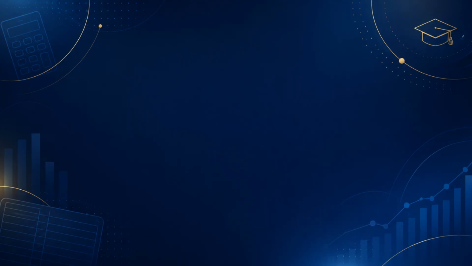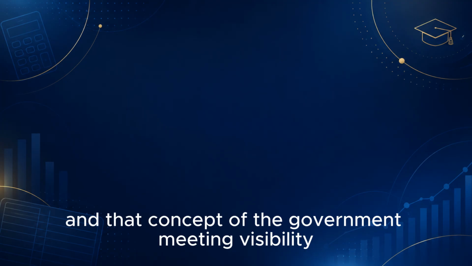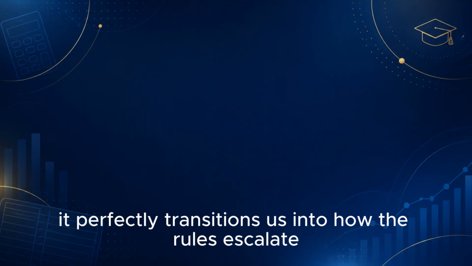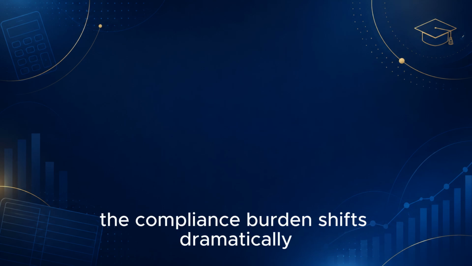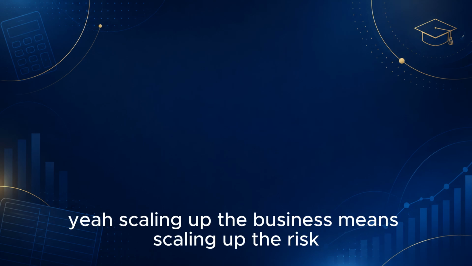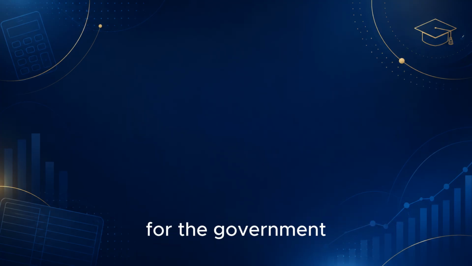Precisely. And that concept of the government needing visibility perfectly transitions us into how the rules escalate when a business grows and decides to incorporate. Because under Section 52, the compliance burden shifts dramatically. Yeah, scaling up the business means scaling up the risk for the government.